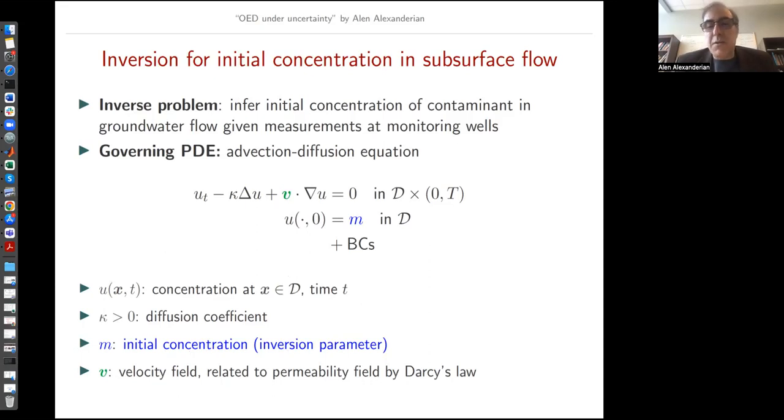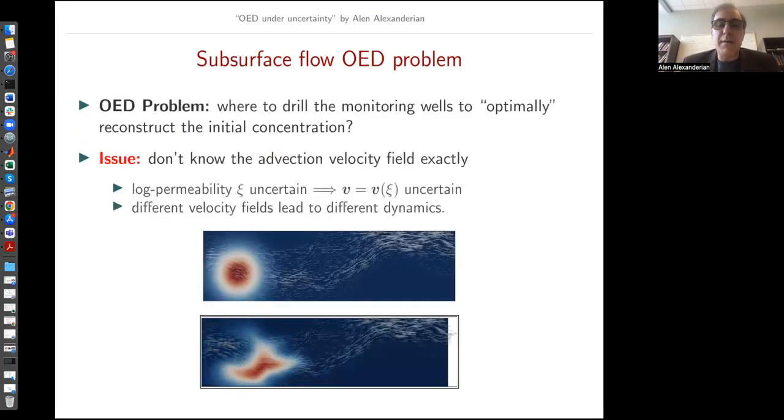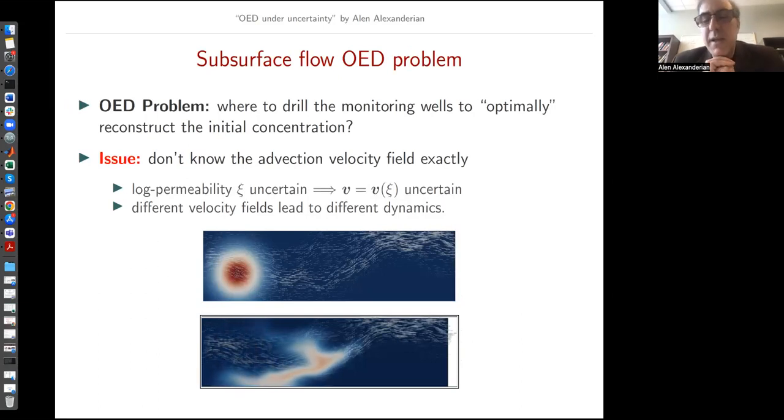Now we use Darcy's law, and so the velocity is related to the pressure gradient this way, as I wrote, where c is the log-permeability field, and p is the pressure field that you obtain by solving this pressure equation. And here's an example of a velocity field that we superimposed on the corresponding log-permeability field. Now, the OED problem says, where do you take the measurements?